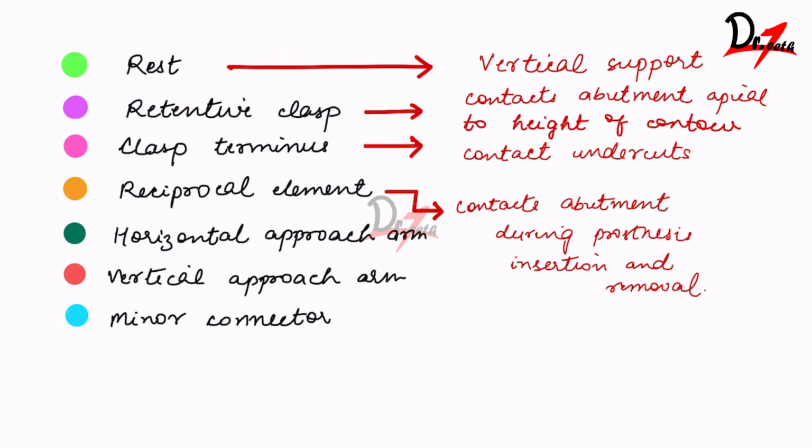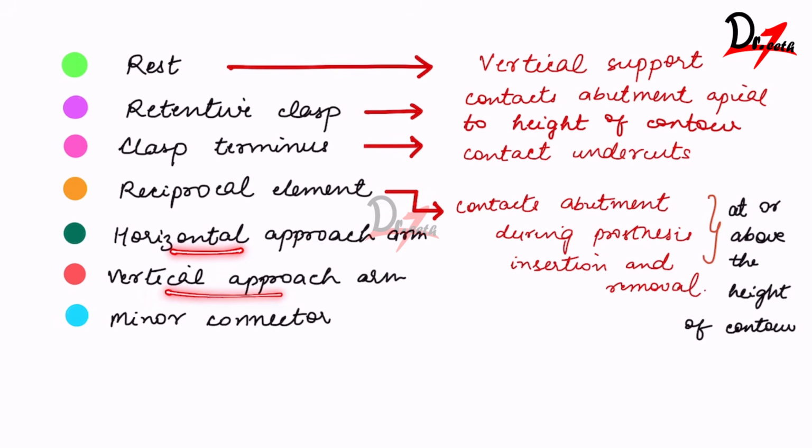So this is kind of a summary. Rest provides the vertical support. The retentive clasp contacts the abutment apical to the height of contour, right? And the terminus of the clasp contacts the undercut. The reciprocal arm contacts the abutment during prosthesis insertion and removal, and it is above the height of contour, okay? Then we have the horizontal and the vertical approach arm and the minor connectors. Now for minor connectors, let's keep in mind that they have to be rigid, and they may have different functions based on different cases. Like in some cases, it can act as a guiding plate.